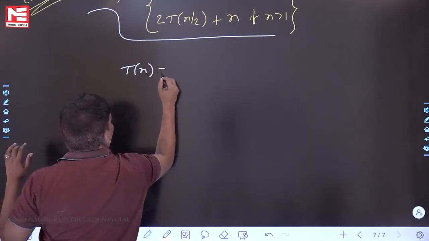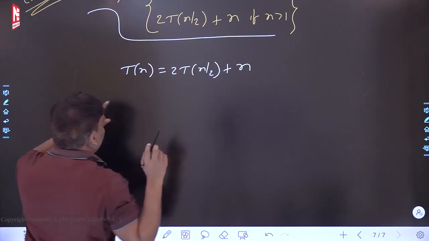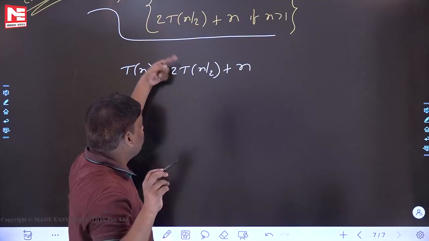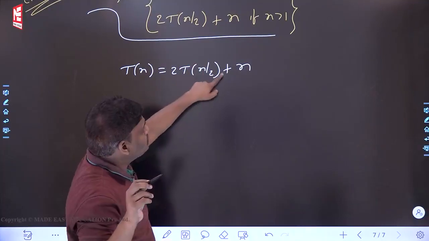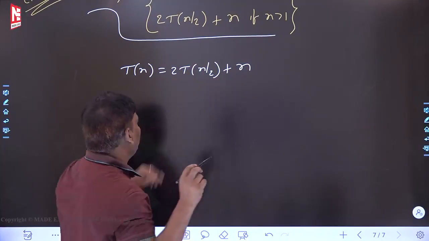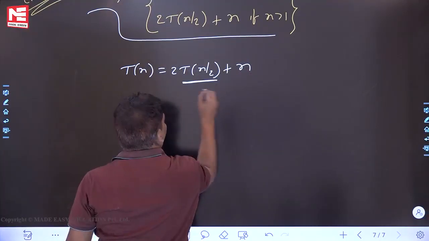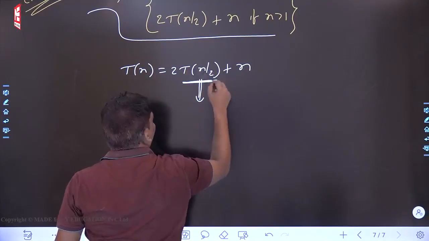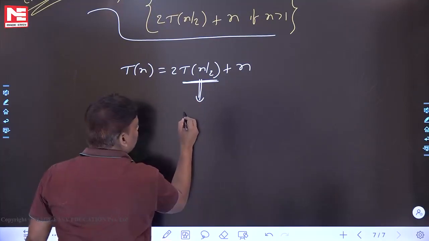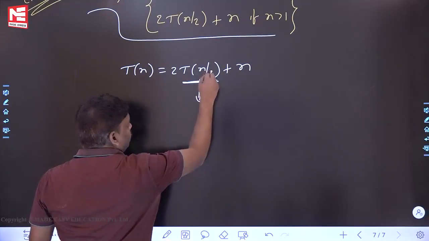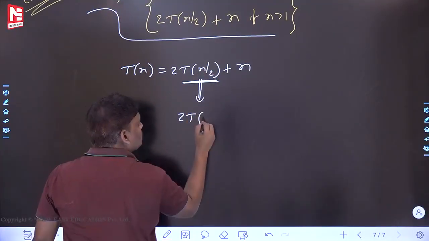If you are okay, let me go for substitution. Tn is equal to 2T(n by 2) plus n. Those who are not comfortable, let me read once again: T500 is equal to 2 T(500 by 2) plus 500. If you are fine, Tn is equal to 2T(n by 2) plus n, it's okay. What about T(n by 2)? What is the T(n by 2)? Try to remember, in the place of n, put n by 2. What is the answer? 2T, in the place of n, n by 2 here. Now what is the answer? n by 2 square.